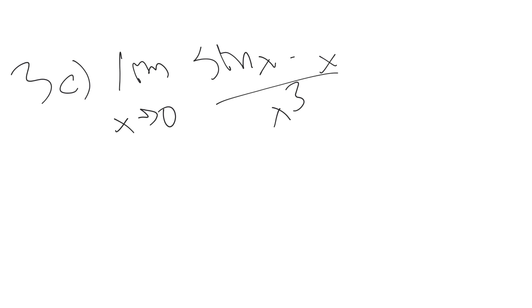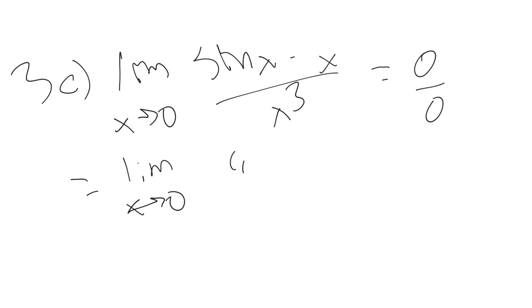So this is 3C. And I'm going to do the limit as x goes to 0 of (sine x minus x) over x cubed. Well, if you plug in 0, which is always the first thing you should do for a limit, plug it in, see what happens. You get 0 over 0. That means you should use L'Hopital's rule. So this would be the same limit. You get (cosine x minus 1) over 3x squared.